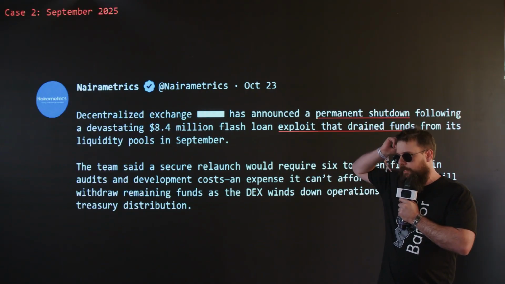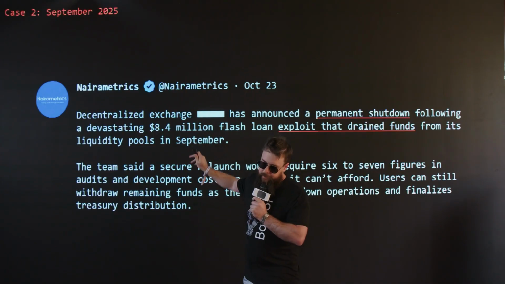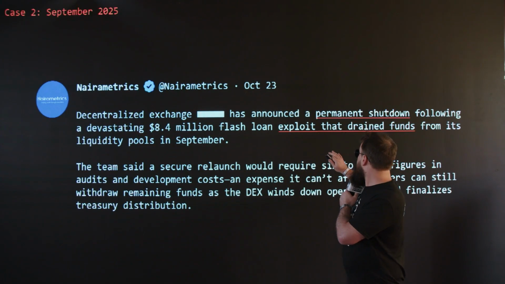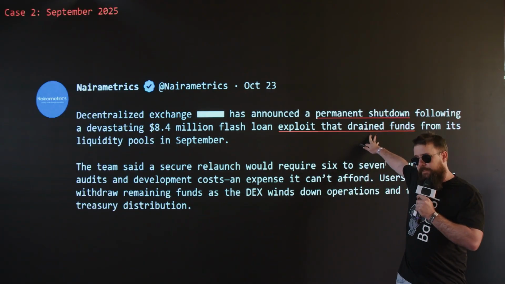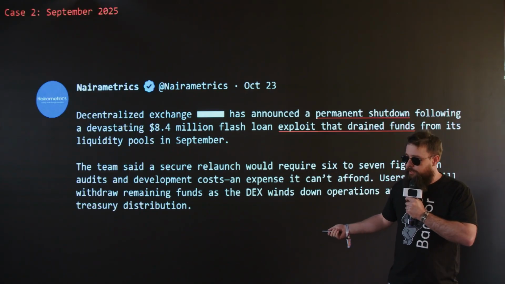This is a completely different exchange now. This is going back to September. This was another fairly high profile $8.4 million exploit that again drained all of the funds of this exchange and actually led to the insolvency of that team.